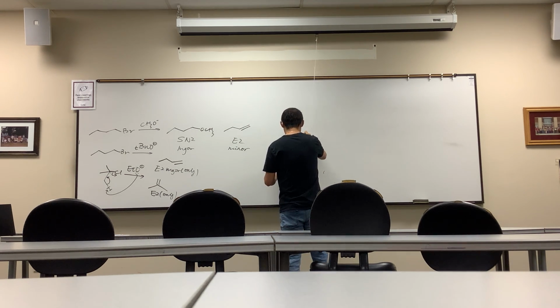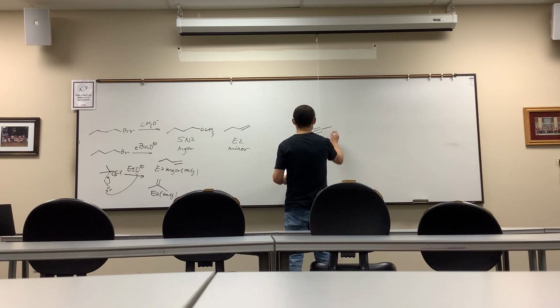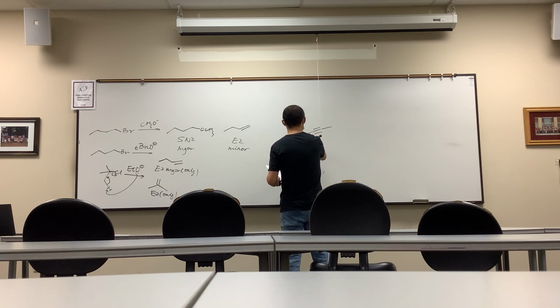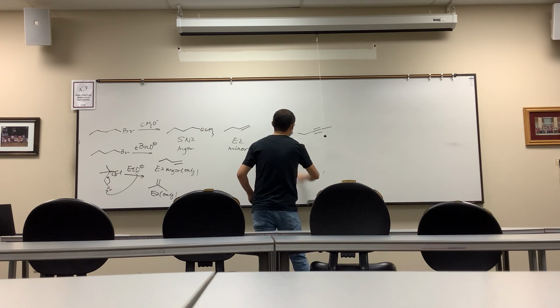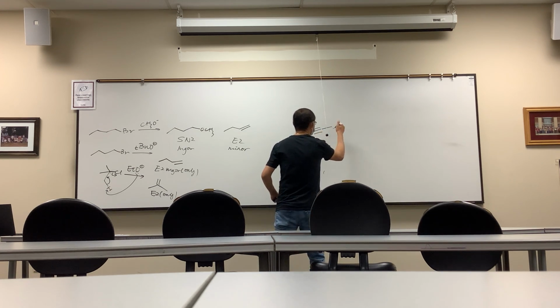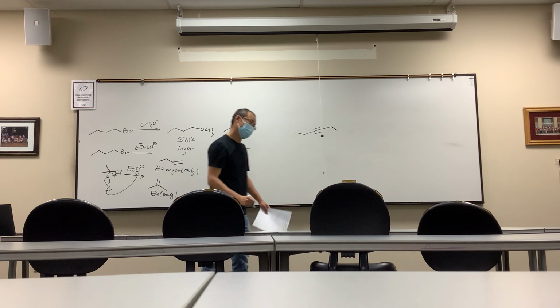Okay, it says 3 hash sign. 1, 2, 3. So, 1, 2, 3, 4, 5, 6. 3 hash sign should be this. 1, 2, 3, 4, 5, 6. This is a 3 hash sign. Is that right?